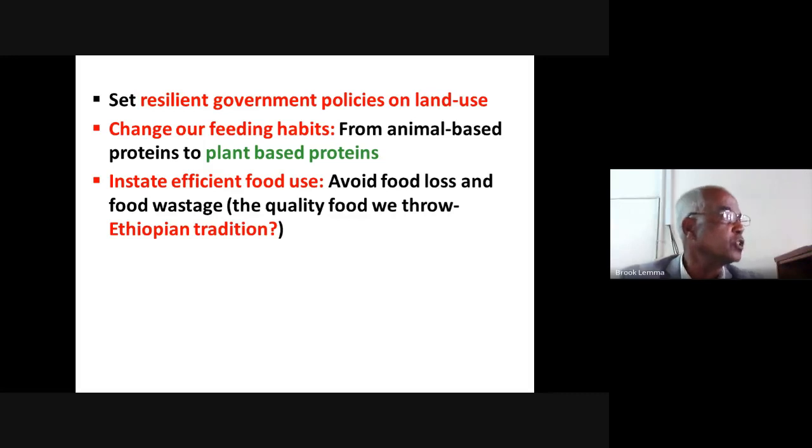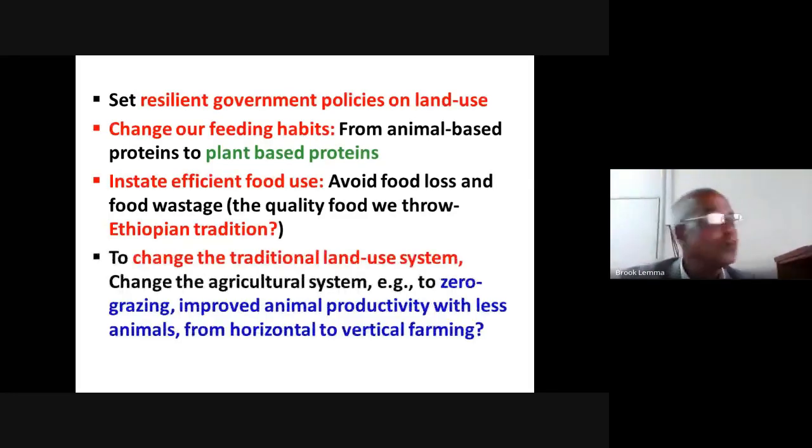By Ethiopian tradition, when you are invited to some dinner or so, it's very impolite if you completely eat away the food. And then you leave some food, which is bound to be thrown away. Maybe we need also improve our traditions.